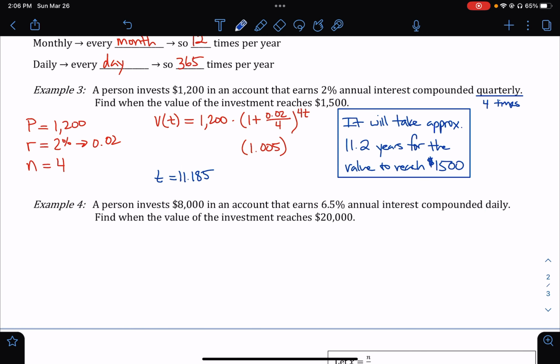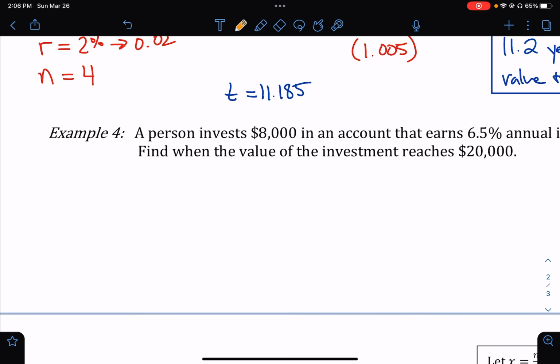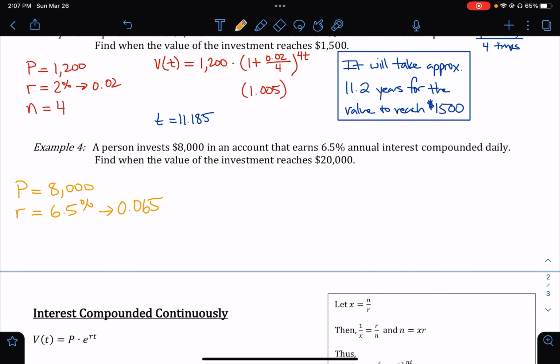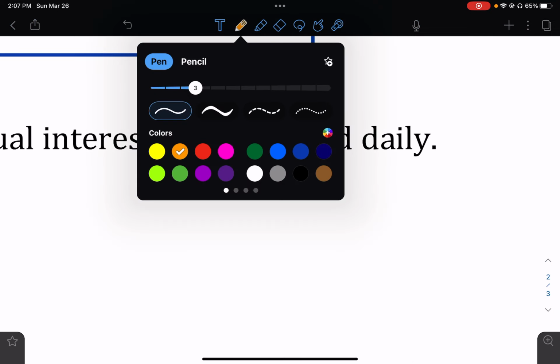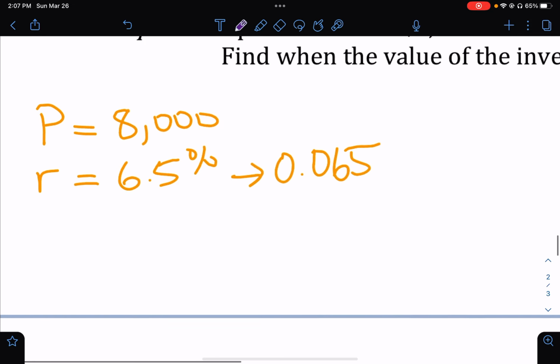So for example 4, a person invests $8,000. So my principal is going to be 8,000. My rate, it says, is 6.5% annual interest. And so that's going to be 0.065. It also tells me it's compounded daily. So that's kind of my keyword there, daily. And so that tells me my N, how many days are there in a year? 365.